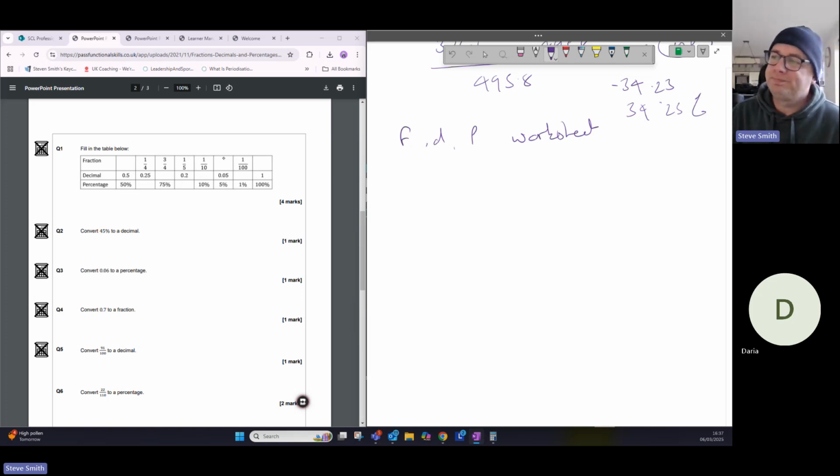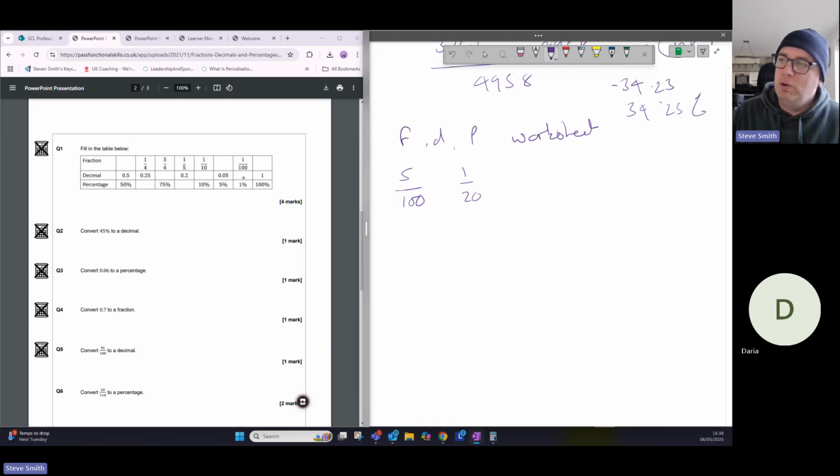Tenth, 0.1. What is 5% if we're looking at 5% as a fraction? If you think about it, it's 5 over 100. That's what it's saying. But can we make it smaller? Absolutely, yes, we can. We can make it into 1/20th. So you're putting 1/20th in there, and then that would be 0.05, and then 100% again as a fraction.